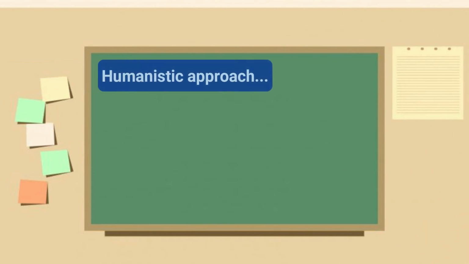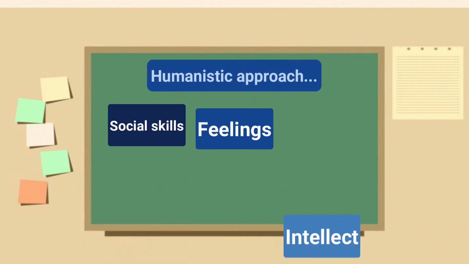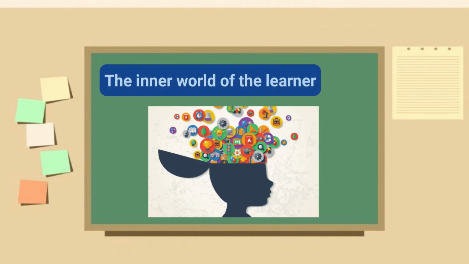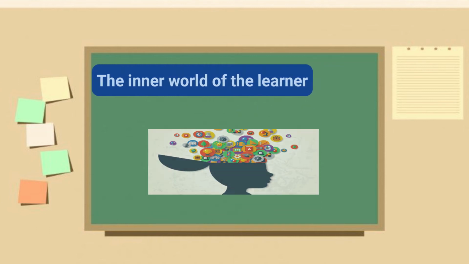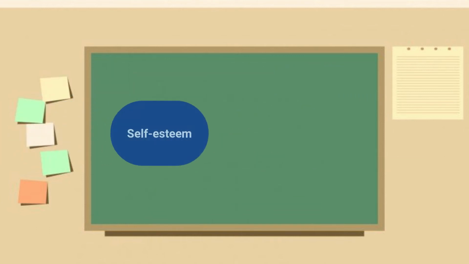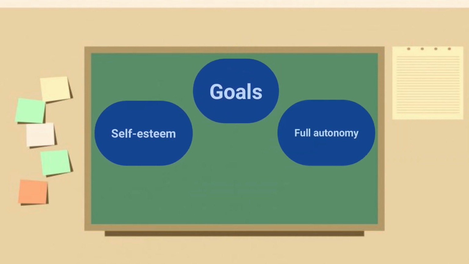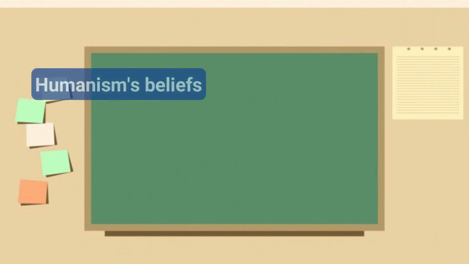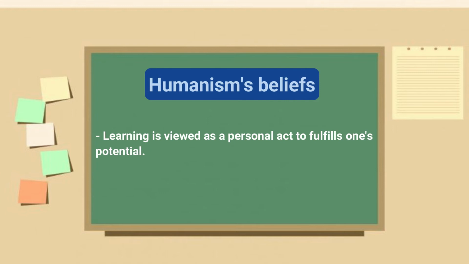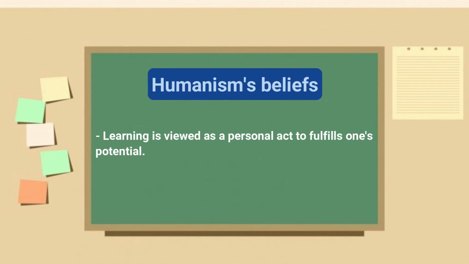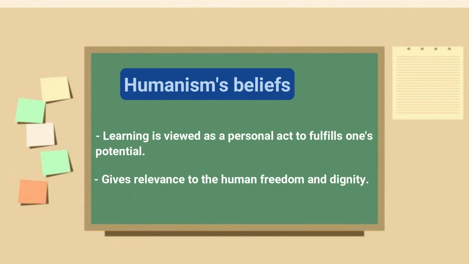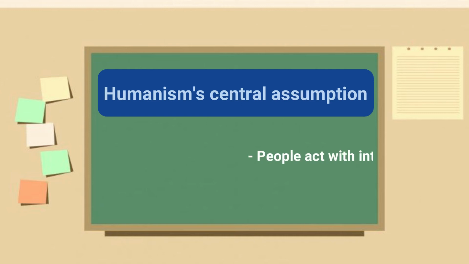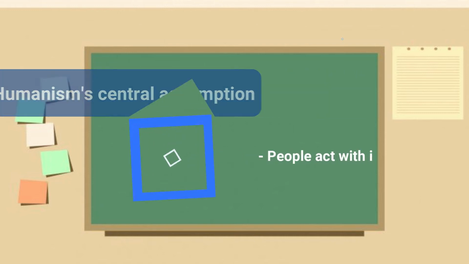The humanistic approach engages social skills, feelings, intellect, artistic skills, and practical skills. That is to say, the inner world of the learner is seen as part of their education. Also, self-esteem, goals, and full autonomy are key learning elements in the humanistic learning theory. Humanism is an approach to education that believes that learning is viewed as a personal act to fulfill one's potential and gives relevance to human freedom and dignity. And the central assumption of humanism is that people act with intentionality and values.